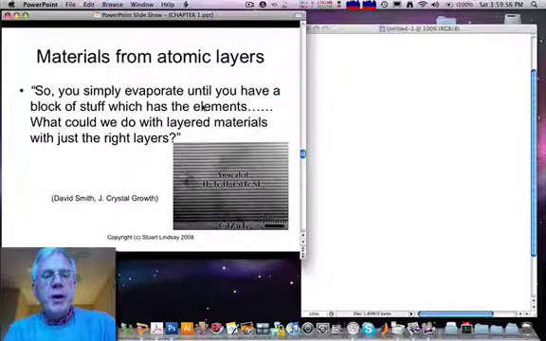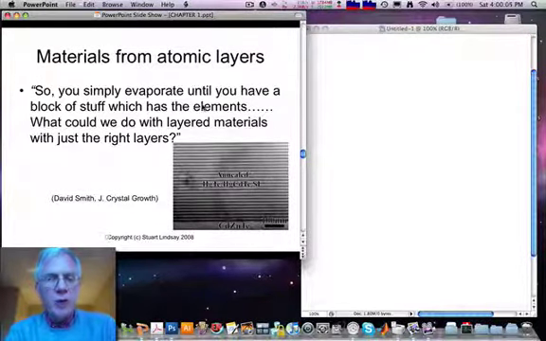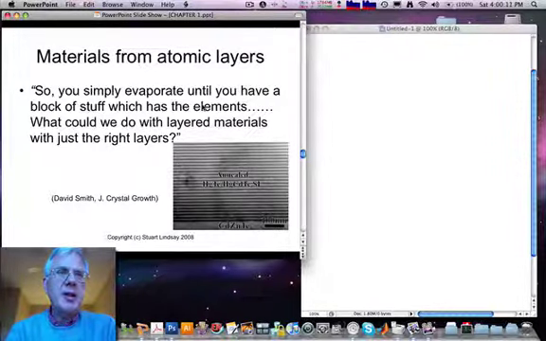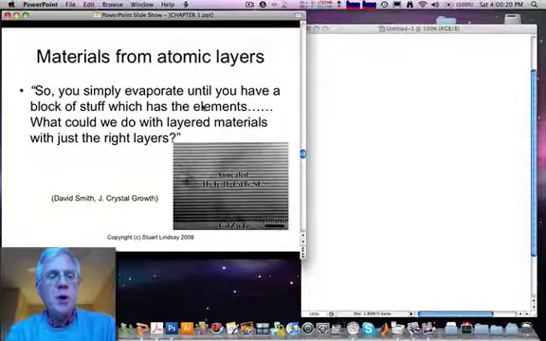Feynman talked also about making layered materials. If you don't like the properties of silicon, or germanium isn't good enough for you, or copper isn't good enough, well then why not put down one layer of, let's say, silicon atoms and then another layer of germanium atoms, and build up a material layer by layer by layer to have just the properties that you want. Well, this is done routinely today.